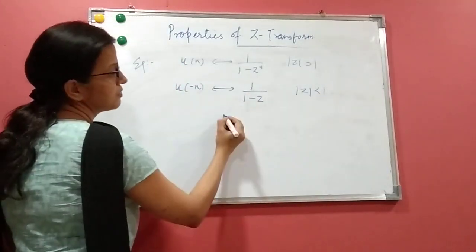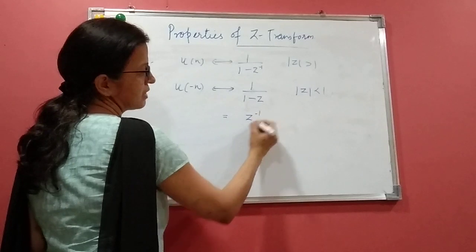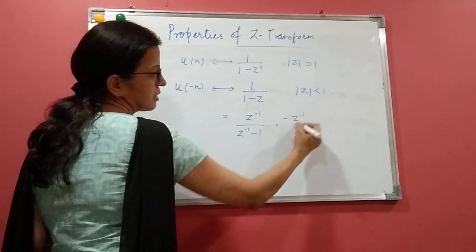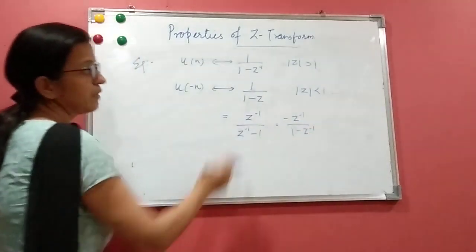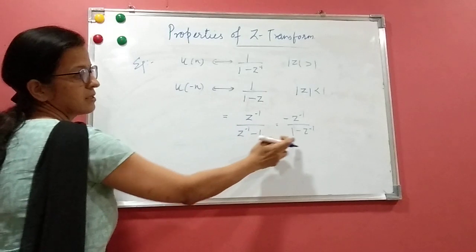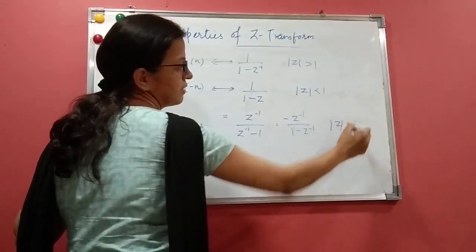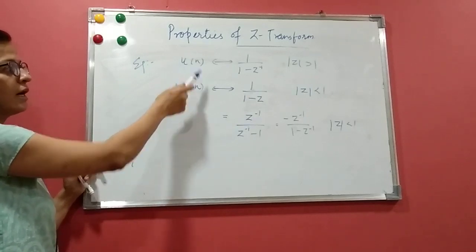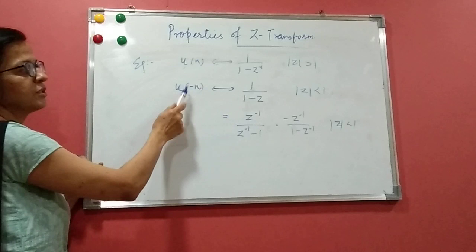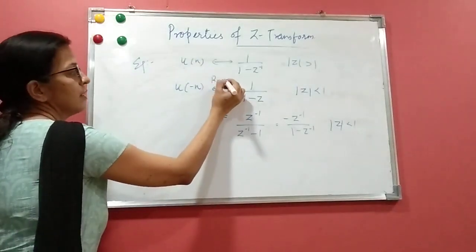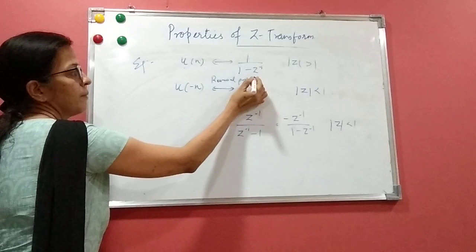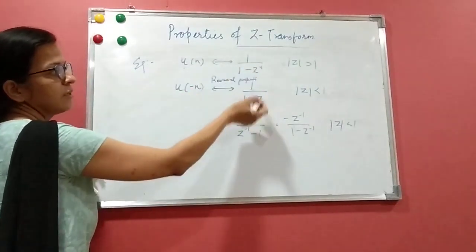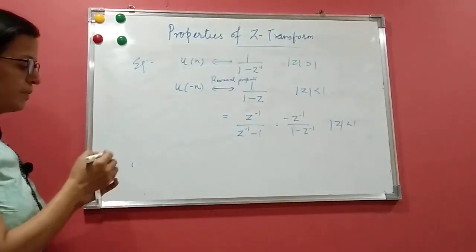If you want to write it in terms of z raised to minus 1, I can multiply by z raised to minus 1 and get minus z inverse upon 1 minus z inverse, because I want it in this form. The ROC is mod z less than 1. So if I know the z transform of u of n, there is no need to find the reversal separately. Use the reversal property. What is the reversal property? If the time domain signal is reversed, z inverse will become z, or z will become z inverse, and the ROC will be opposite.